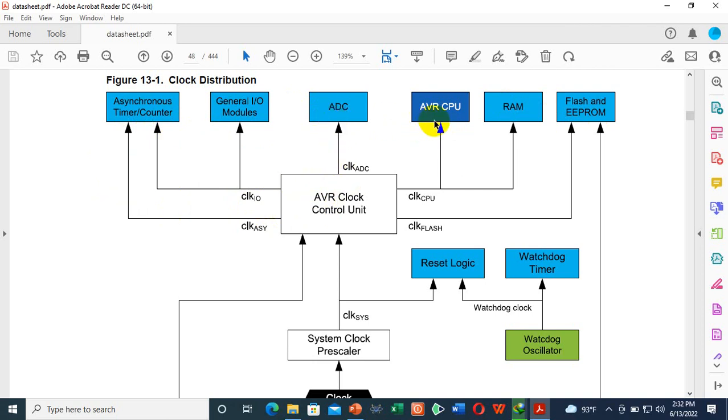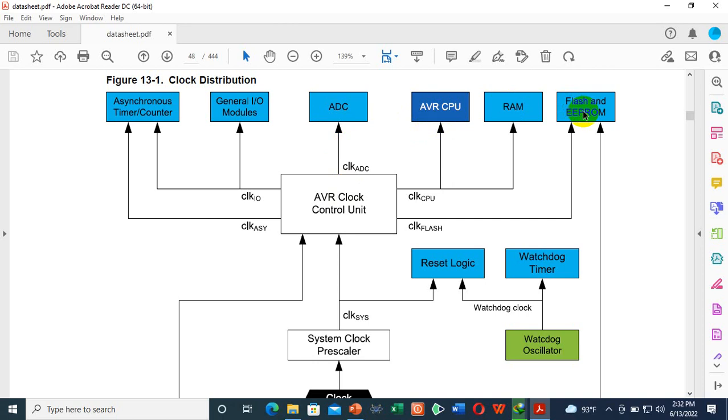AVR CPU. This CPU is getting the clock. RAM is getting the clock. Flash and EEPROM are getting the clock. All the functional units need the clock to operate.